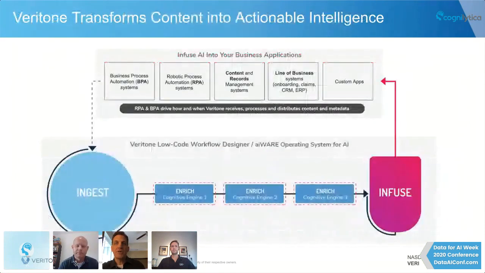aiWARE and the Automate Studio low-code workflow designer that we offer take essentially a three-step approach to adding content intelligence to business applications. That would be whether a business process automation system that you might already have, an RPA system that you may already have, a content and records management system, or even a line of business system or a custom application. No matter what you are using, we can essentially inject that intelligence. So first we ingest the content.